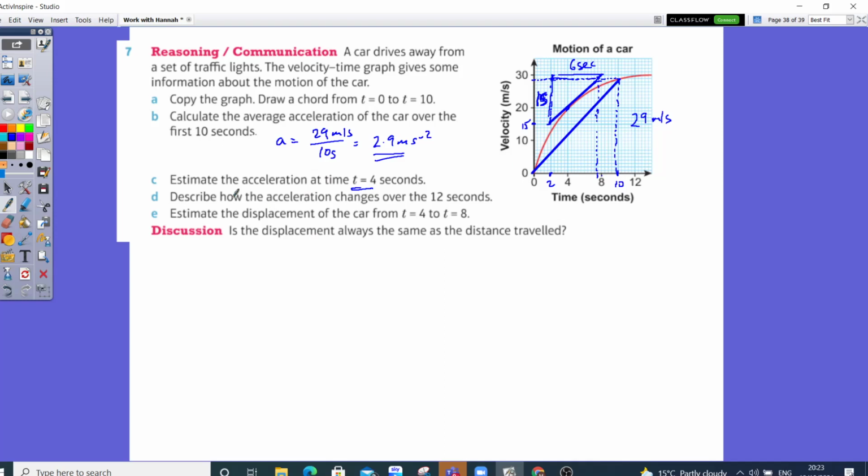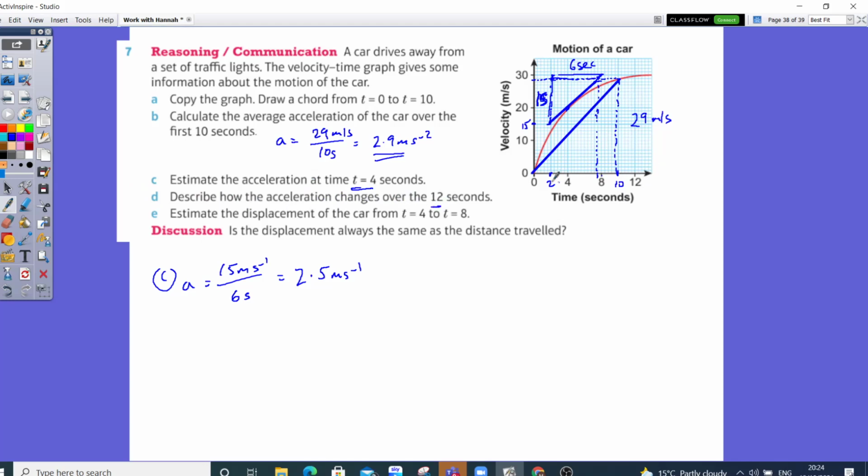So for C, an estimate for the acceleration when t is 4 seconds, it's going to be 15 meters per second divided by 6 seconds. That's my acceleration, and if I do that on the calculator, I'll get 15 divided by 6, which is about 2.5 meters per second squared. Okay. Now, D, describe how the acceleration changes over 12 seconds.